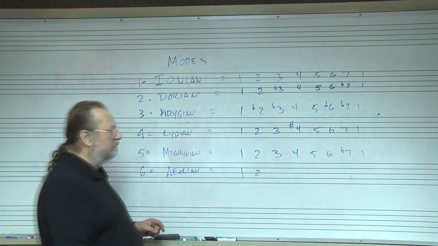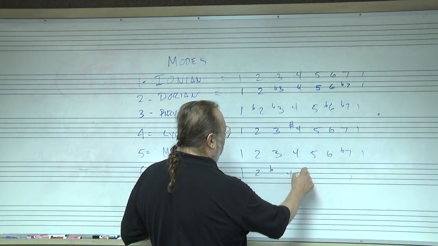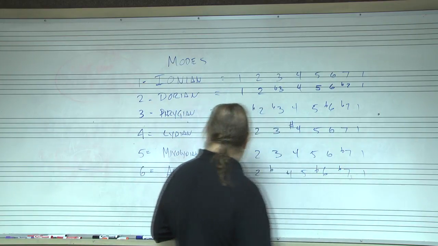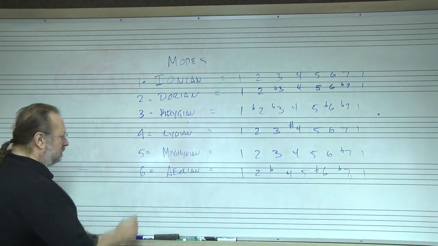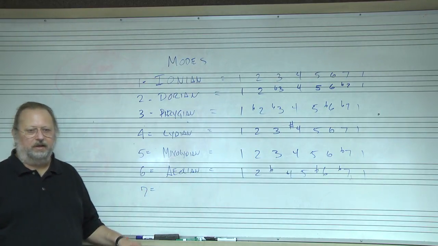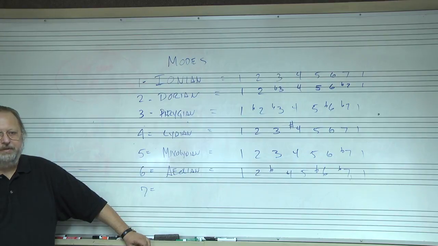Flat three, flat six, flat seven. Flat three, four, five, flat six, flat seven, one, right? All right, now, the seventh mode. Everybody's favorite scale. They love to jam on the scale. Locrian, right?